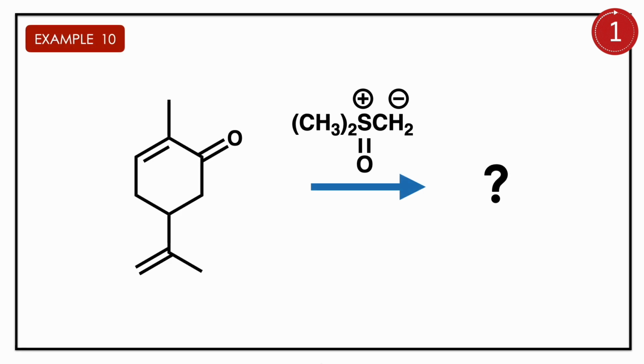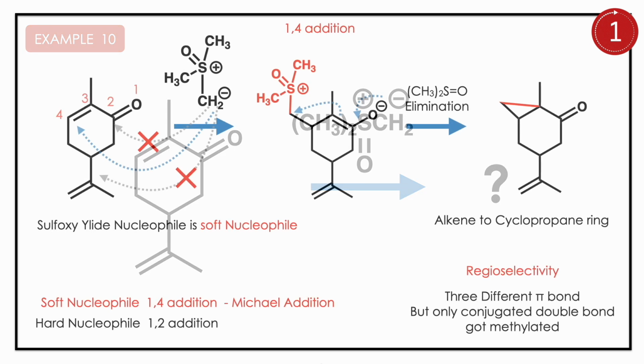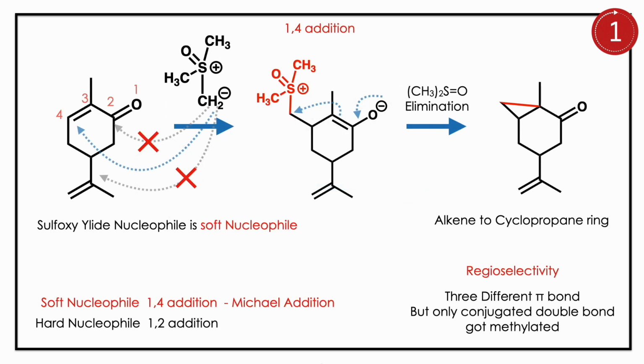Then the next example, which is similar to the previous one. Here you have cyclohexenone with methyl and isopropenyl, with sulfoxonium halide, CH2 as the nucleophile. You should find what will be the final product. Here you have sulfoxonium halide. Sulfoxonium halides are soft. It will undergo 1,4 addition, so it will add to the fourth position.